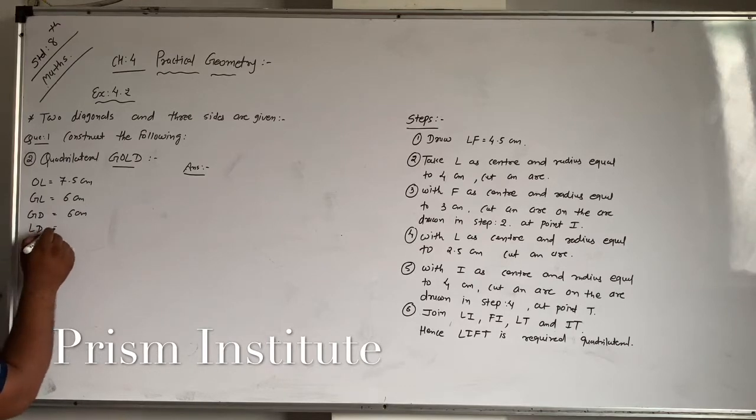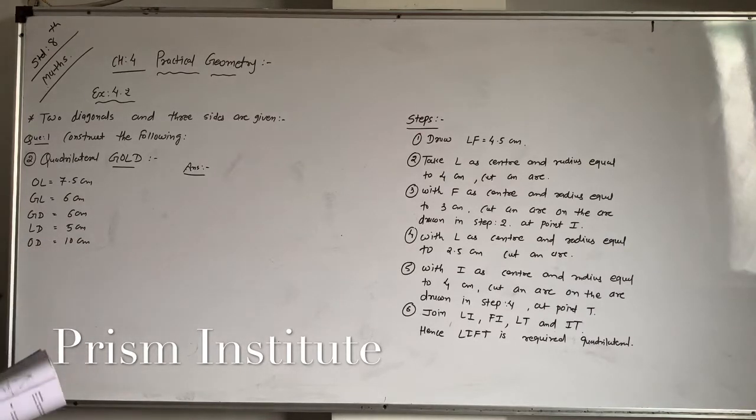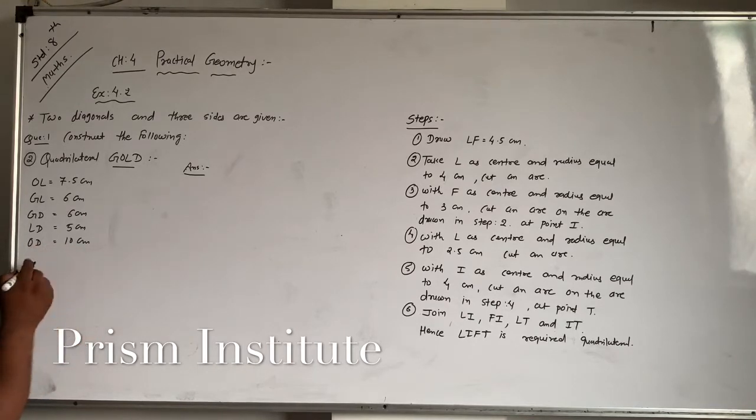Now LD is given as 5 centimeter, and OD is equal to 10 centimeter. Okay, now you know very well. First of all, draw the rough sketch. So here is any quadrilateral with the name GOLD.